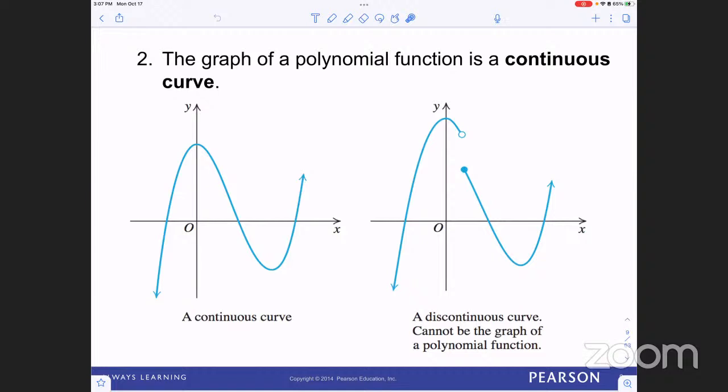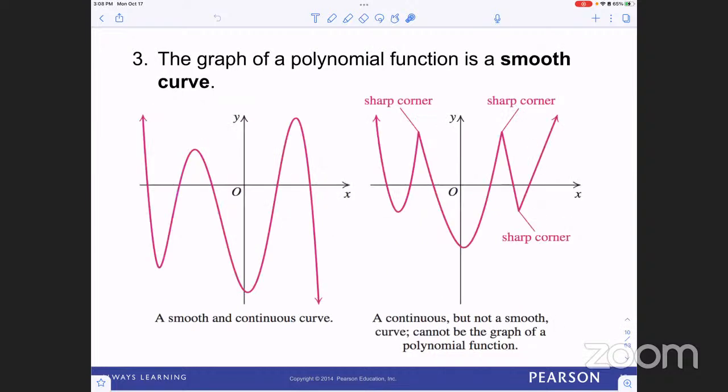So again, this slide is saying the graph of a polynomial is a continuous unbroken curve, with no holes or gaps or breaks. Another property of the graph of a polynomial is that it has smooth curves, with no sharp corners or edges. So the example on the right is not a polynomial because we have a sharp corner or edge.